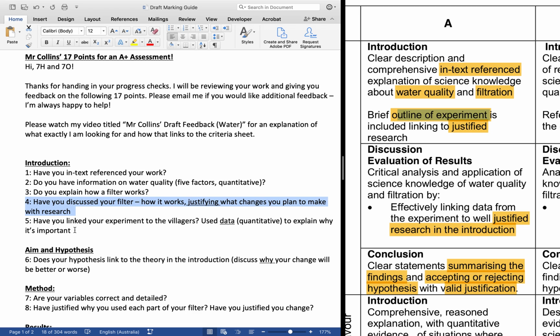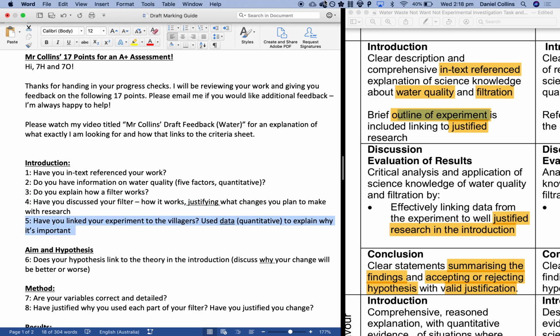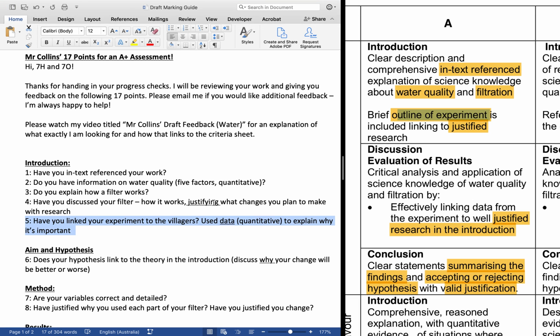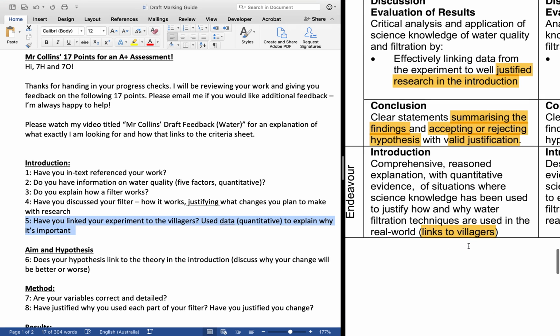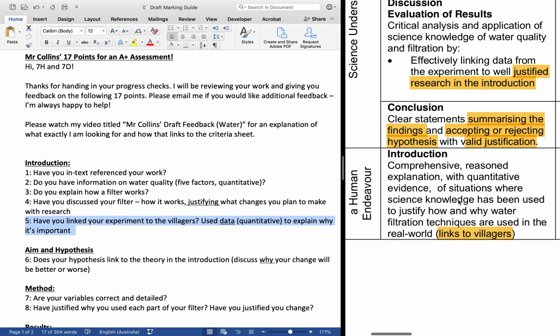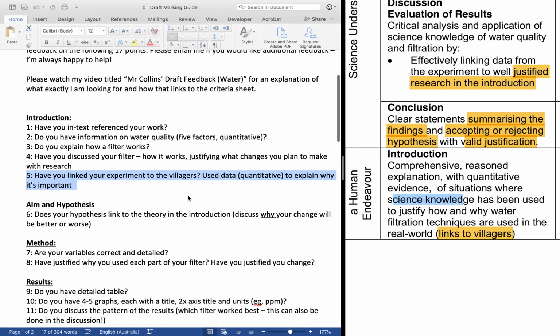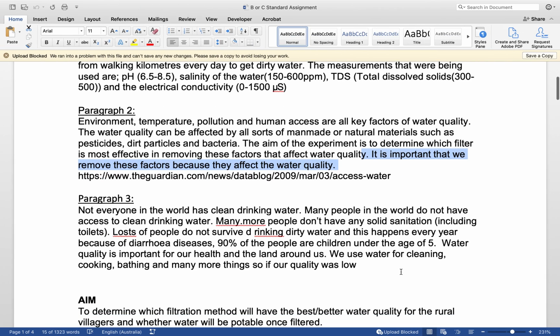Now, point 5 is, have you linked your experiment to the villages? Use data, quantitative, to explain why it's important. That section is down here. If you look at this descriptor here, it says you need quantitative evidence of where scientific knowledge has been used in the real world. Now, most of you will do that in paragraph 3. This student here, the B or C student, has talked about not everyone in the world has clean drinking water. Lots of people don't have clean drinking water. They do have some data here, but it's not a lot of data.